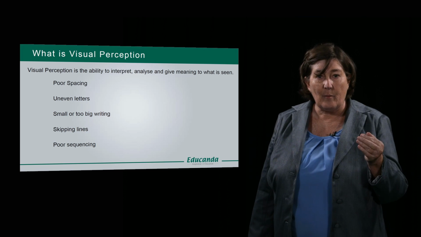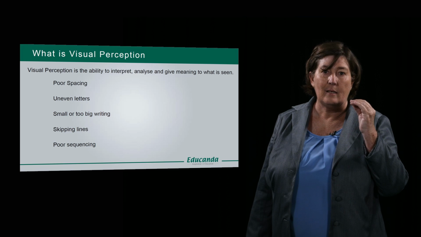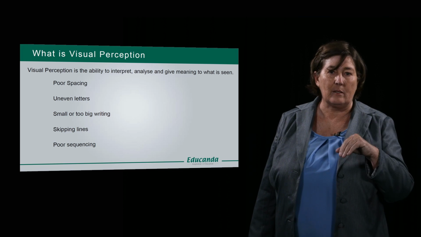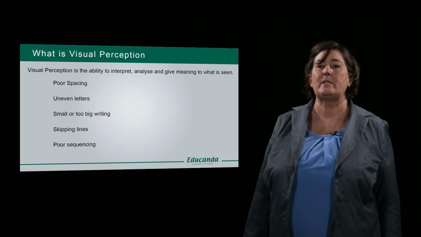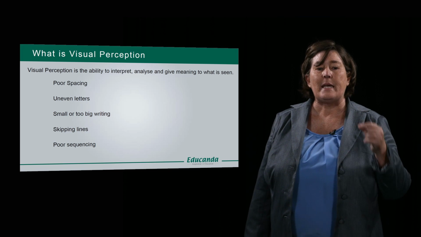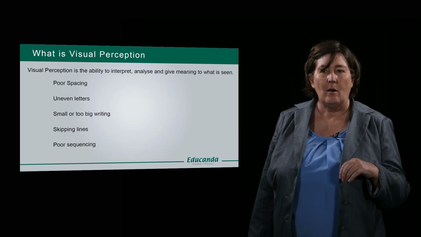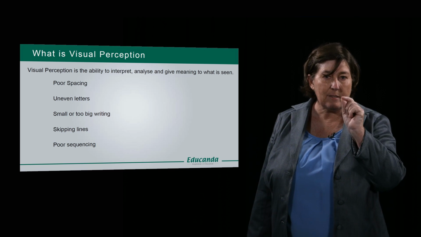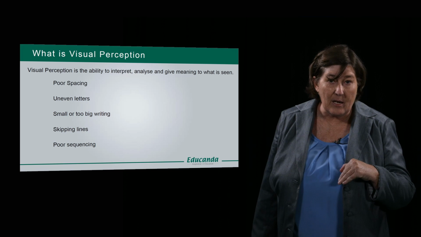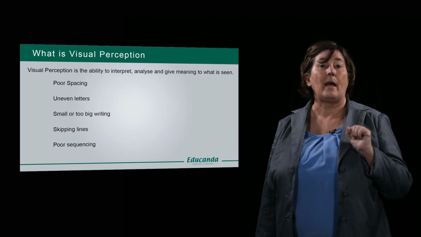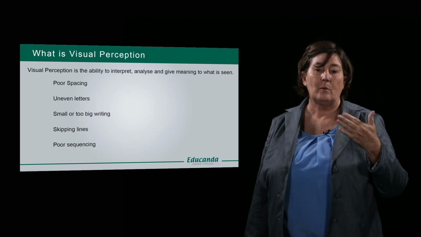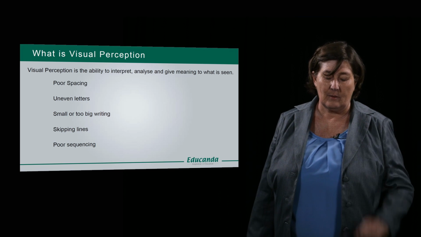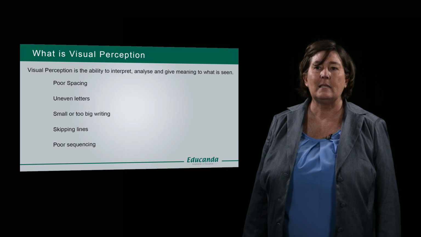Or when they copy from the blackboard, they skip a line and they just copy incorrectly because there's just one line that they've left out. Or they might make a mistake with the sequencing of what they are copying. For instance, it's 148 on the blackboard, and by the time they write it, it's written down as 184, which obviously has dire consequences if you're doing maths.